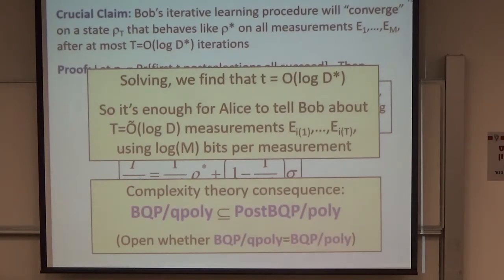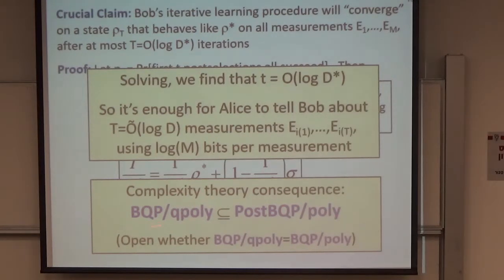Now, I originally proved this in order to prove something about complexity classes, specifically about the power of these quantum advice states that I mentioned before. I could show that anything you can do efficiently on a quantum computer, that's this complexity class, BQP, bounded error quantum polynomial time, with polynomial size quantum advice, could be simulated in polynomial time on a quantum computer using polynomial size classical advice plus the ability to post-select on measurement outcomes.